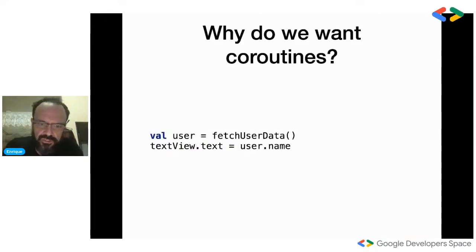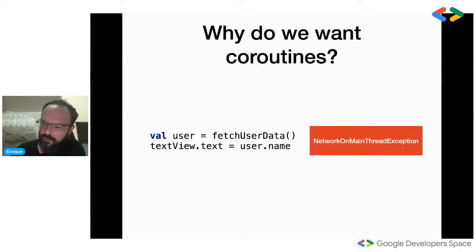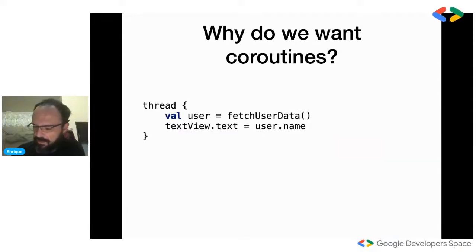Why do we want to use coroutines? Let's take a look at this block of code here. We're trying to fetch some user data. When this user data has been fetched from our API, we would like to assign the name of the user to the text view. If this were an offline meetup, I'd give you a few seconds to think about what's going to happen if we execute this piece of code. But I'll give you a couple of seconds anyway, to see if there would be any problem. Yeah, in Android, we'll get something like a network on main thread exception because we can't execute network requests on the main thread.